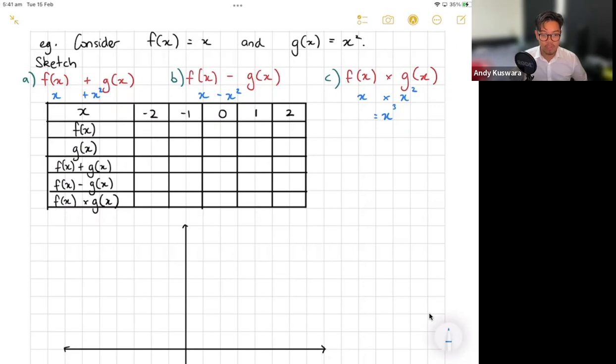But what I wanted to show you is the process. So no matter how difficult or disgusting the function gets, we actually have tools to be able to sketch out these sums, differences, and products.